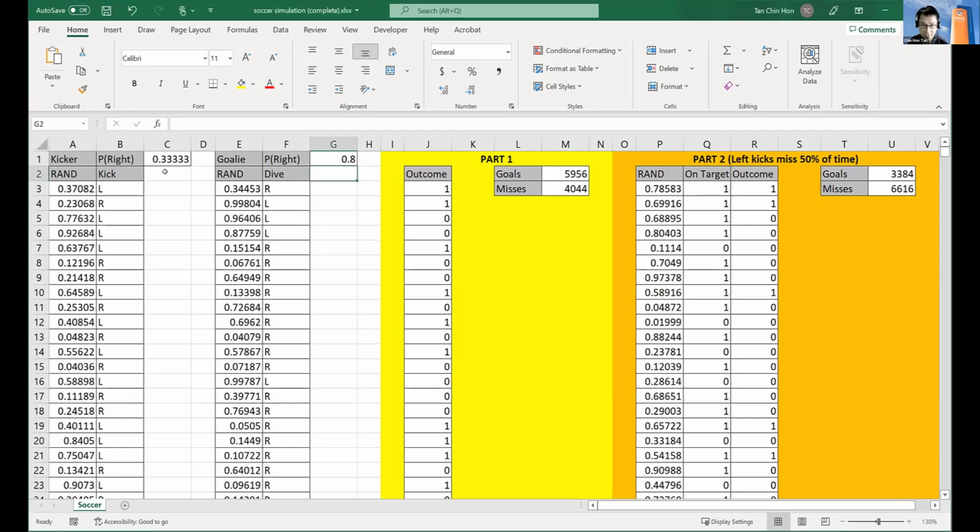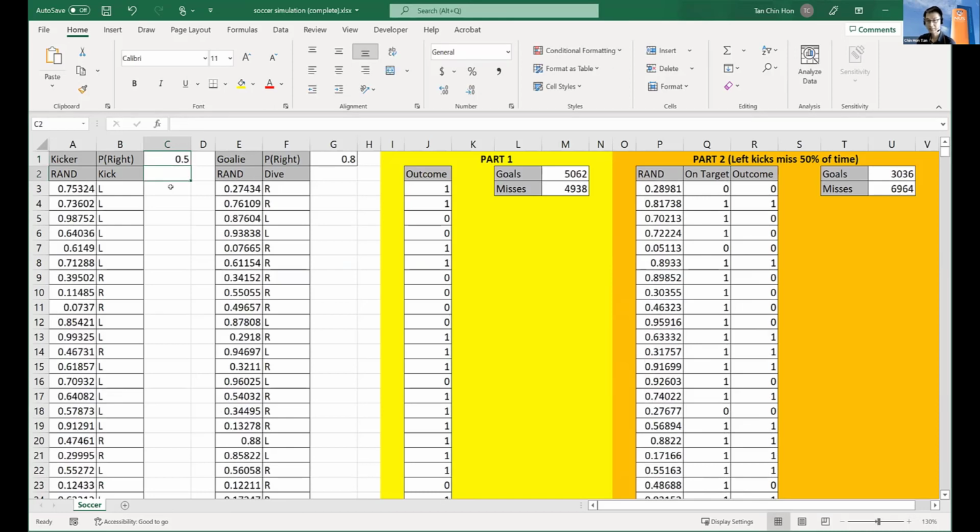Sure, I can do that. So very quickly, let's think about this in this way, right? If I was to kick right 50% of the time and kick left 50% of the time, every time I kick right, that ball is always going to be on target.